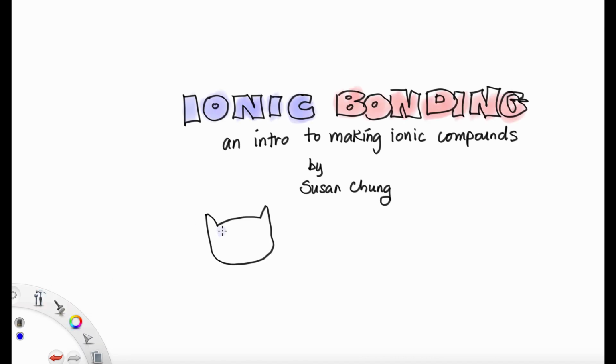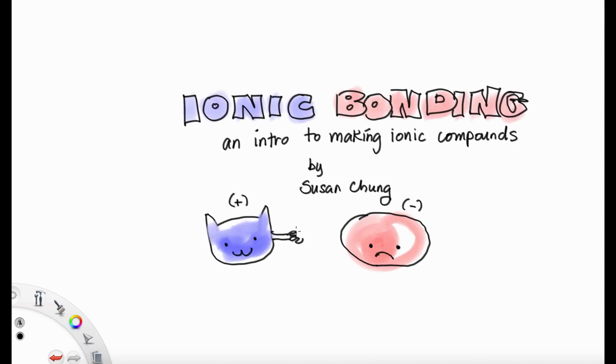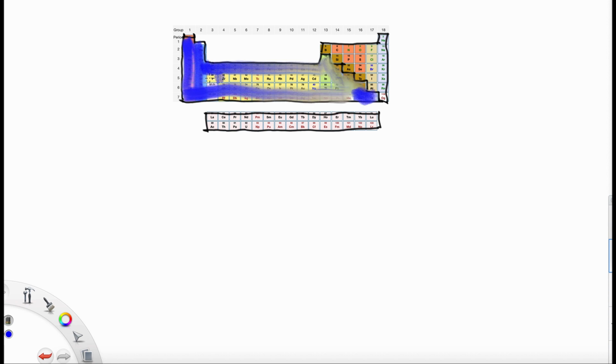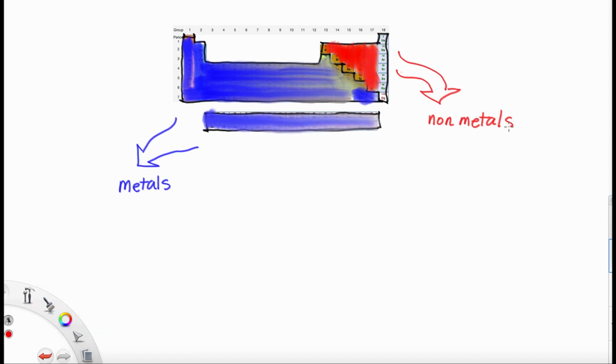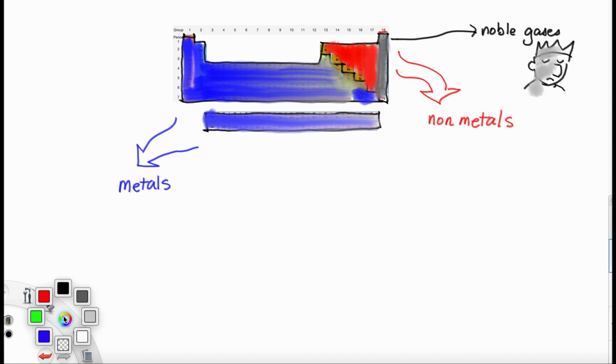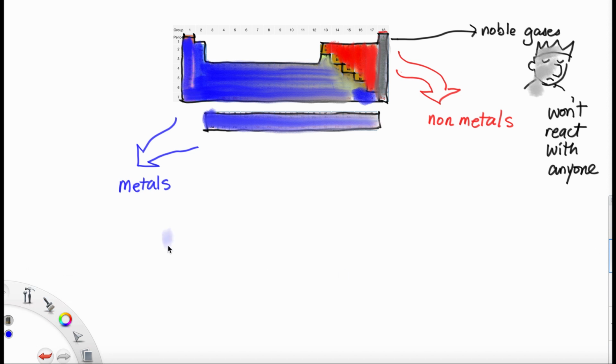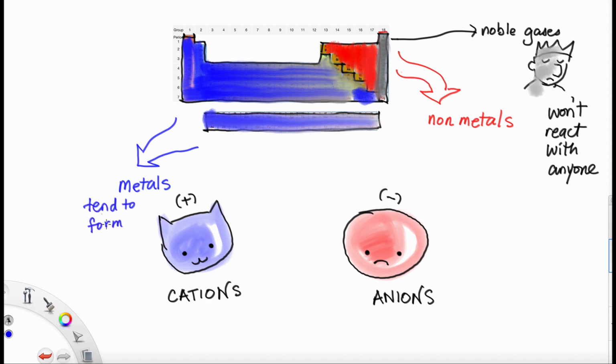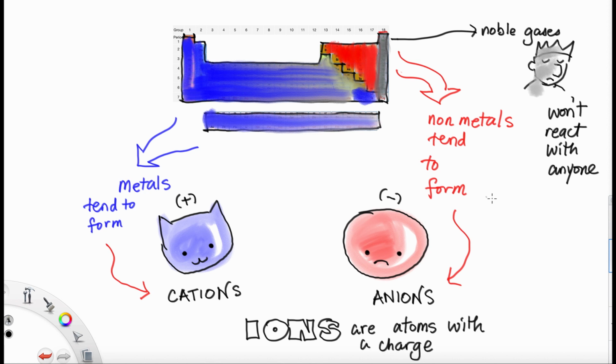This is a lesson on ionic bonding. Recall that the periodic table is divided up into metals and nonmetals. And amongst the nonmetals, we have the noble gases. The noble gases are atoms that will not react with anyone, but all the other atoms do react. They form bonds. Metals tend to form cations, and nonmetals form anions.